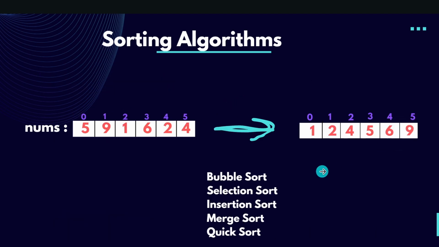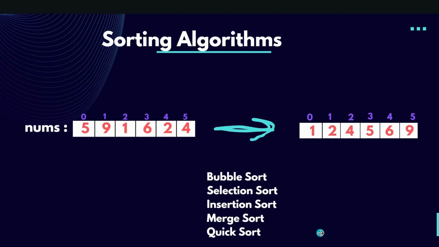Before understanding the bubble sort method, let's understand what is meant by sorting. Assume that you are given this kind of an array of nums. You already know that it is zero based indexing. The numbers are in random order. Suppose you want to have the ascending order or the descending order. You can achieve this with the help of these algorithms: bubble, selection, insertion, merge, quick. Any of these will give you the same result, that is this array only.